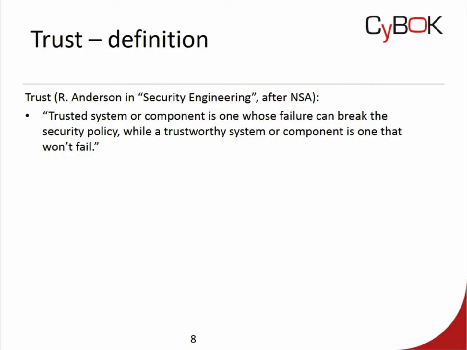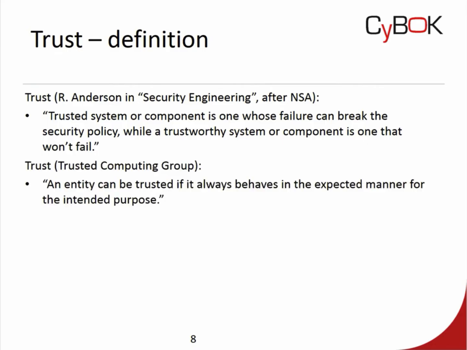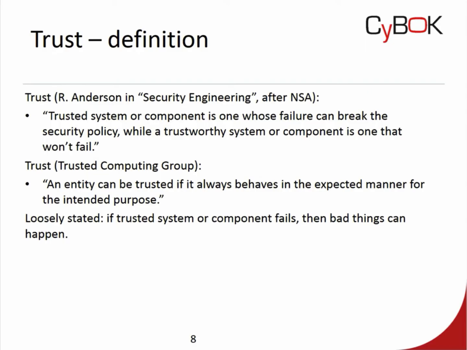Now, often in hardware, we do have some component, and we call it a root of trust, that we need to trust without sometimes having confidence of it being even trustworthy. Another definition, which comes from the Trusted Computing Group, is that an entity can be trusted if it always behaves in the expected manner for the intended purpose. For our purpose, loosely stated, this means if a trusted system or component fails, then bad things can happen. The goal of security, and certainly of hardware security, is to minimize what needs to be trusted. And that's why we introduce roots of trust.